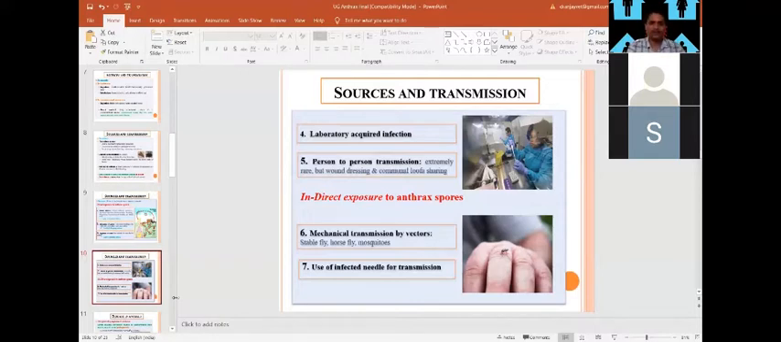Person to person transmission is extremely rare, but may occur during wound dressings or communal food sharing or likewise. Indirect exposure to anthrax spores may be by mechanical vectors, that is, tabanid flies, horseflies, or mosquitoes, but these are rarely reported. Use of an infected needle may also act as indirect transmission of the anthrax spore.